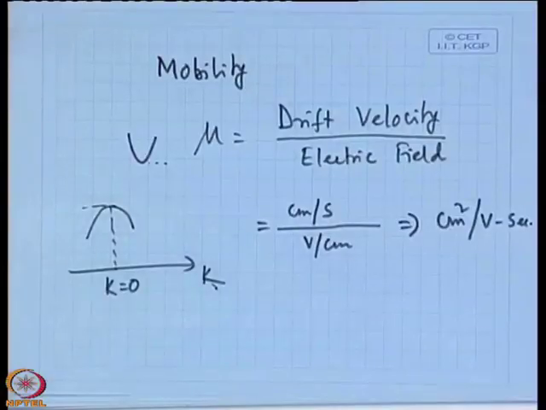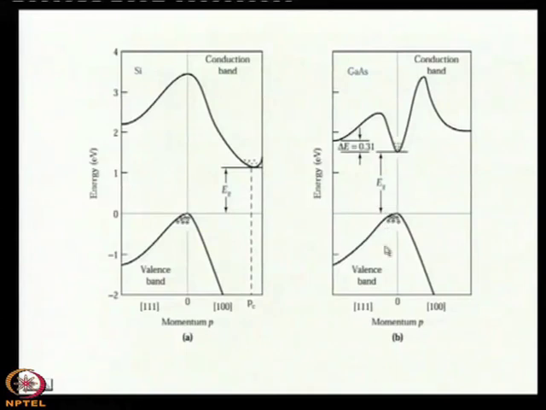But you see, for gallium arsenide, the top of the valence band and bottom of the conduction band are on the same K value at K equals to 0. This type of band is known as the direct band gap semiconductor. Gallium arsenide, indium phosphide, those are the examples of direct band gap semiconductor.